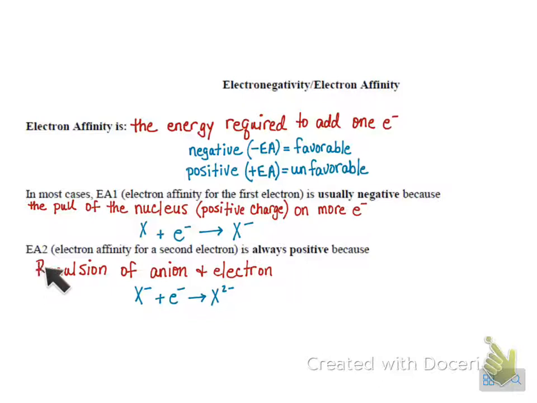The second electron affinity, or the electron affinity for a second electron, is always positive, which means it is always unfavorable, because there's going to be a repulsion between the anion that you've already made and one more electron. They're both negatively charged. You've got your anion, you've got your electron that you're adding. These both have a minus charge, so you have to overcome that repulsion, force them together. So that's always going to cost you energy. It's always going to be overall an unfavorable step.